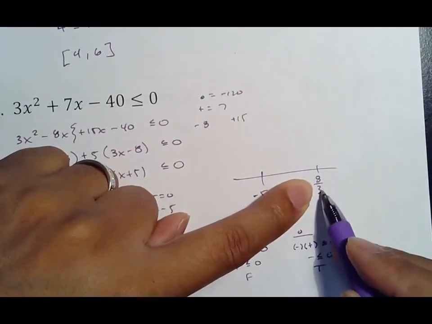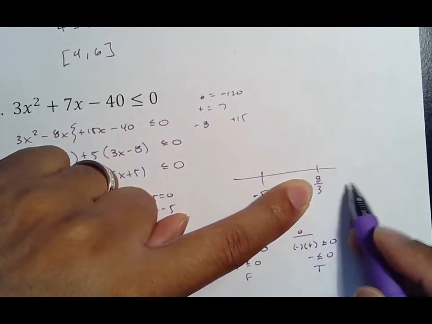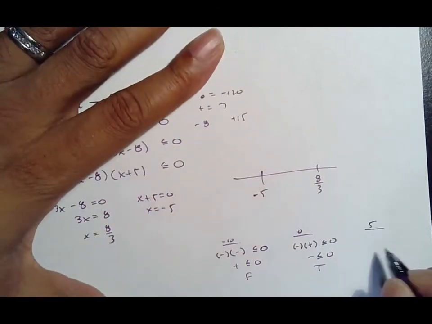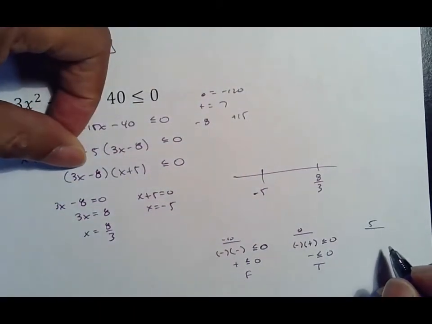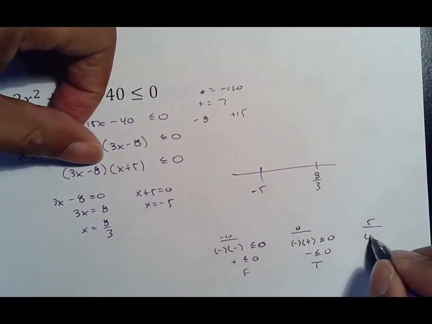8 over 3 I need to kind of approximate. 3 goes into 8 2 times, so it's about 2, so I'm going to pick a number like 5, something that's way away from that. 3 times 5 is 15. 15 minus 8 would be positive.